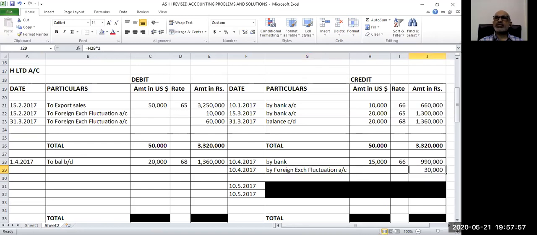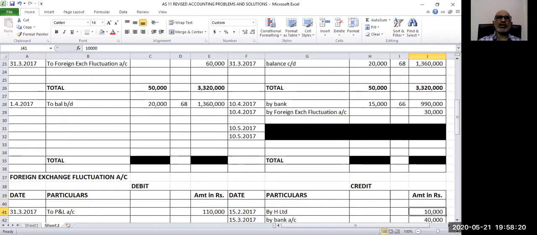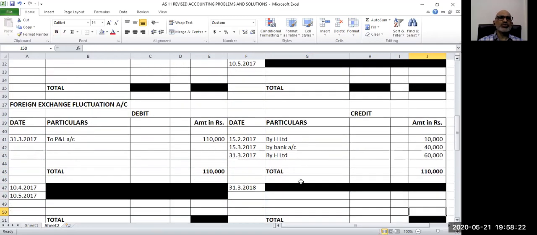How do we calculate this 30,000? 15,000 amount received, 68 and 66, loss of 2 rupees per dollar. So it comes to 30,000 rupees. So we have debited that amount to foreign exchange fluctuation account. So the entry will be bank account debit to H limited and then followed by foreign exchange fluctuation account debit to H limited. So on 10th April, we have recorded the loss of 30,000 rupees.